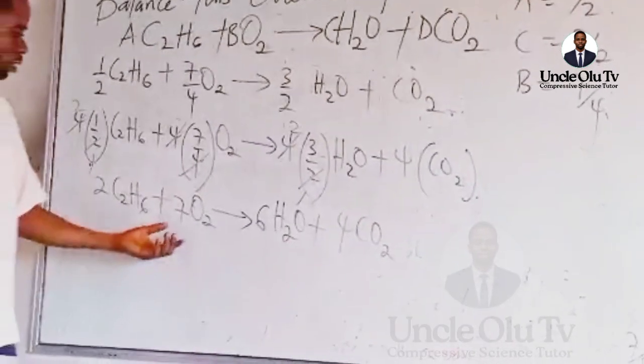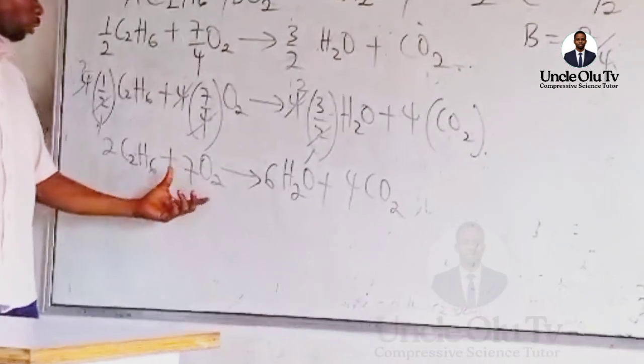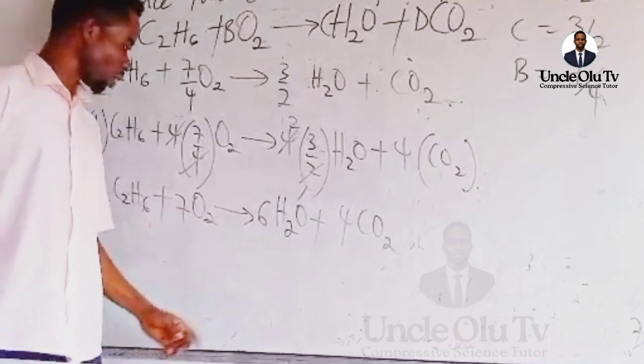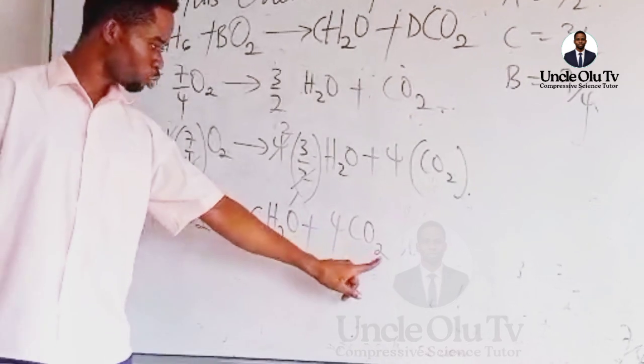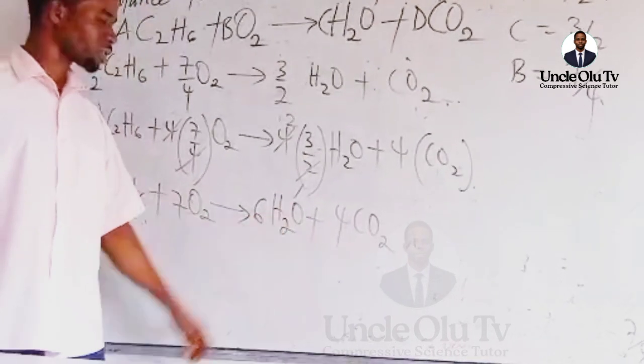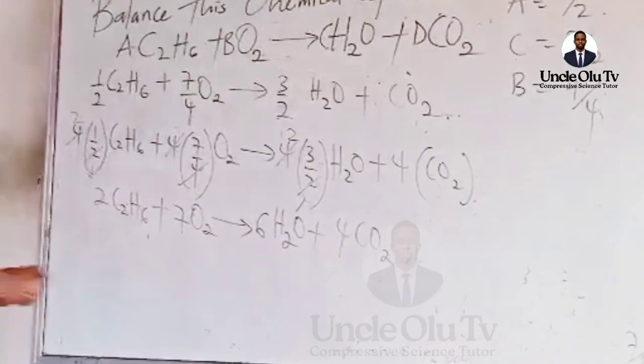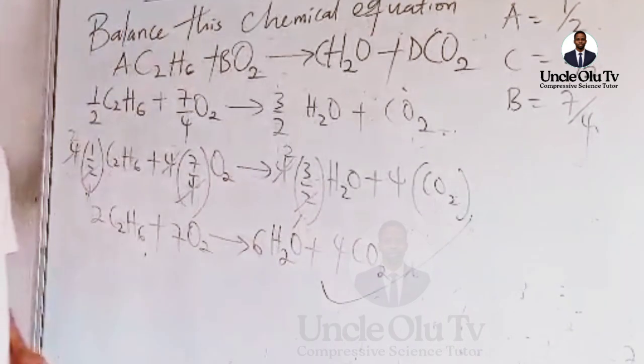Let's check the oxygen. Oxygen is 7 times 2, 14. Let's check the product side. Oxygen there is 6, and 4 times 2, 8. 8 plus 6, that's 14. So it is balanced.